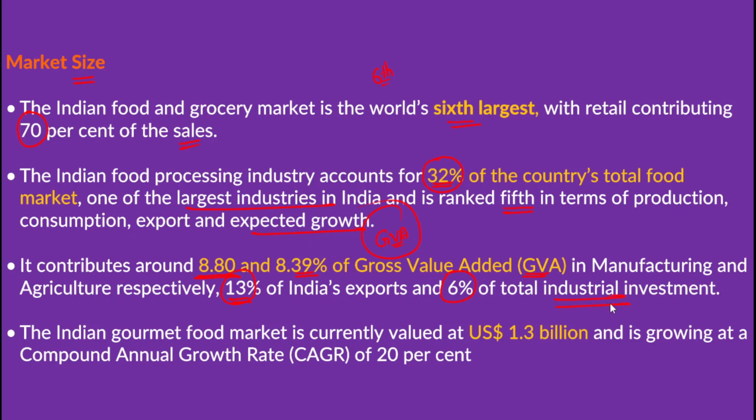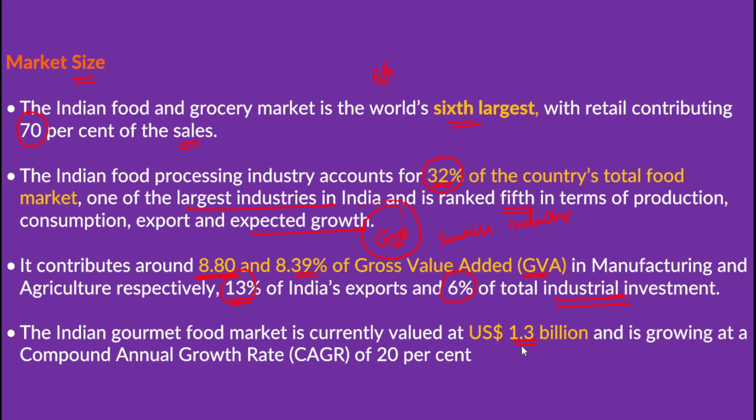Because of such a huge potential of the food processing sector, it is considered as one of the most important, most significant, and the sunrise industry because of its huge potential. Now after that, the Indian government food market is currently valued at 1.3 billion.